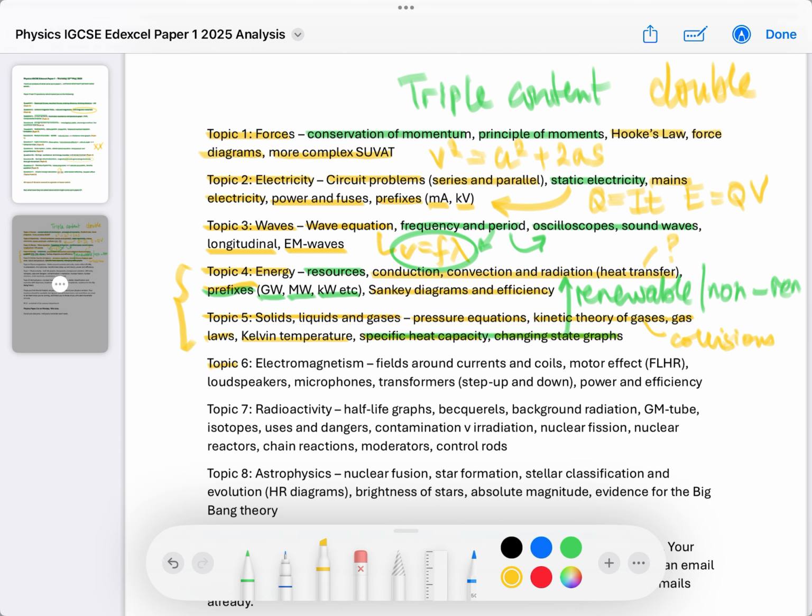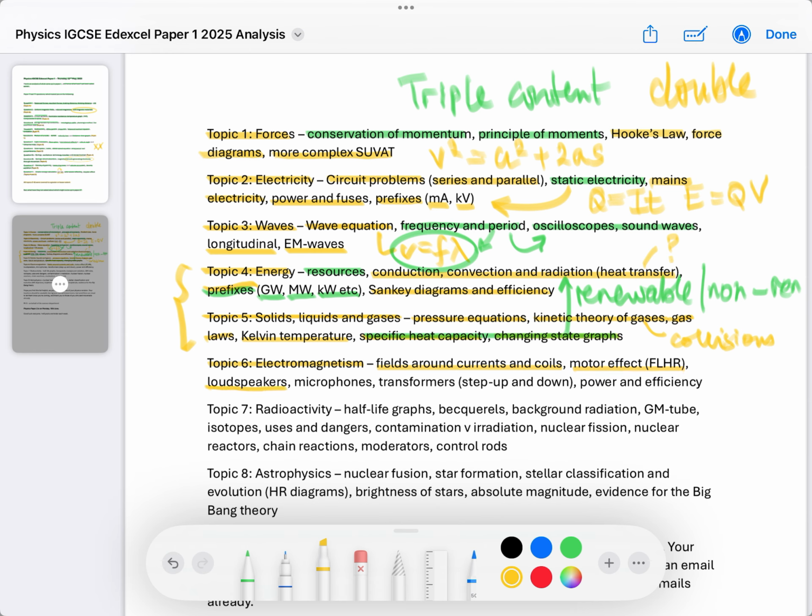Then topic 6 is electromagnetism. So they've already asked 2 questions on magnetism, but they haven't asked you about fields around currents or coils. Remember, you should be able to know the shape of the fields around long thin wires, flat coils, and long coils like solenoids. You need to know Fleming's left-hand rule, the motor effect, and know how to predict which way the force will be.